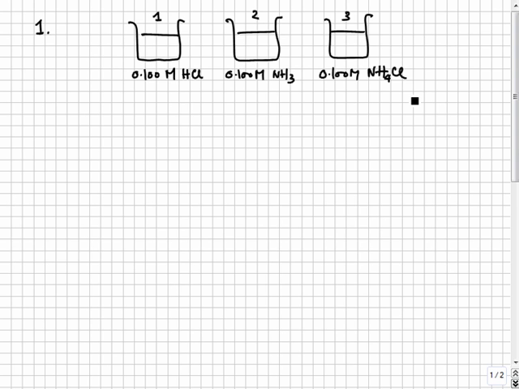These are the step-by-step solutions to the 2011 AP Chemistry test. You can go to collegeboard.com to look up the questions. Question number 1. You're given 3 beakers.